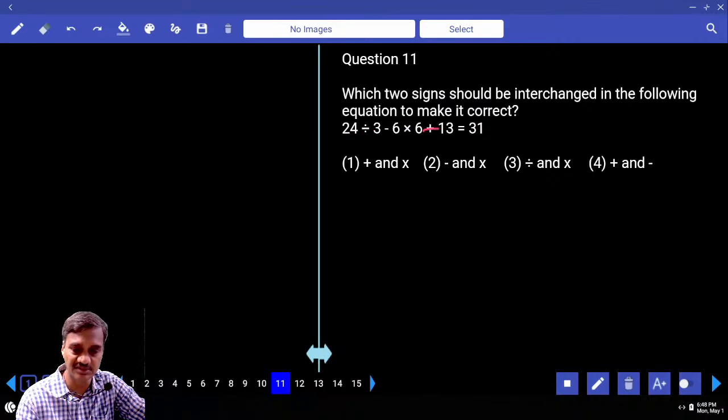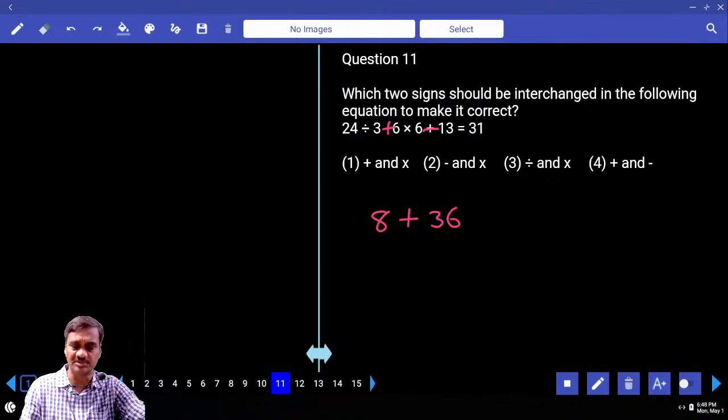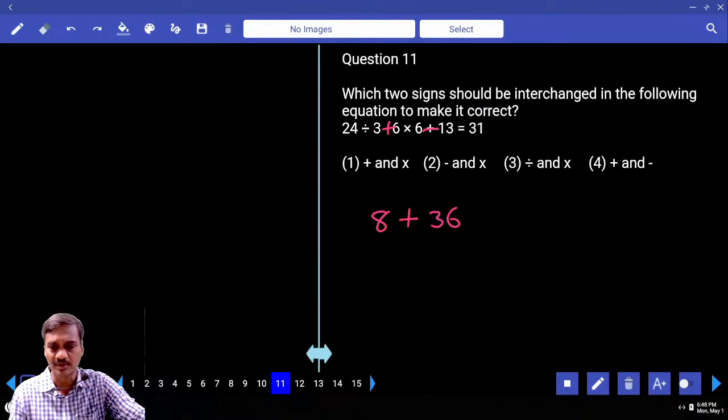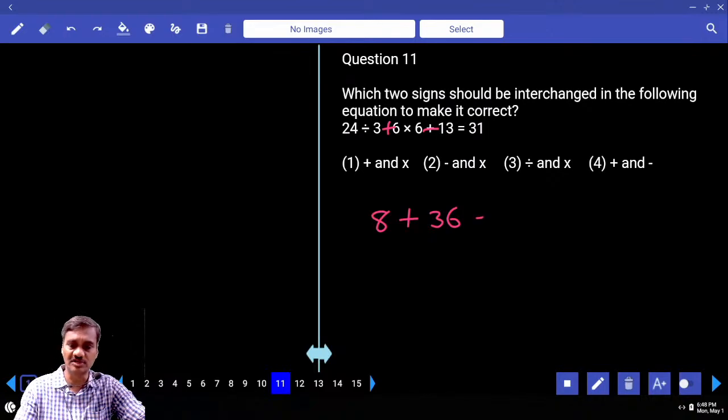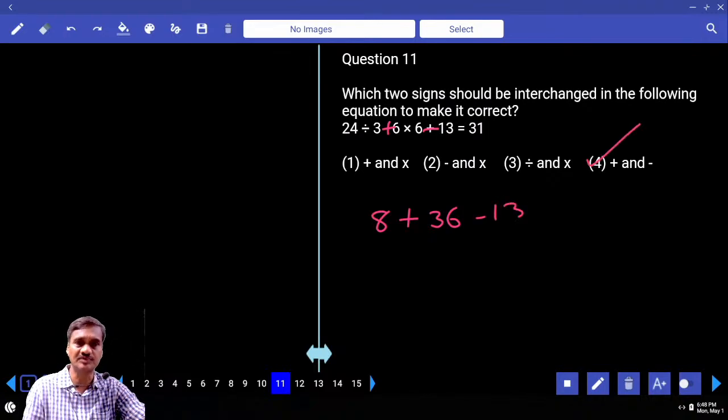Then the fourth one, plus and minus. Now this is minus and this is plus. 24 divided by 3 is 8, plus 6 into 8 is 48... 36 plus 8 is 44. Minus 13 is 31. Choice 4 for question number 11.